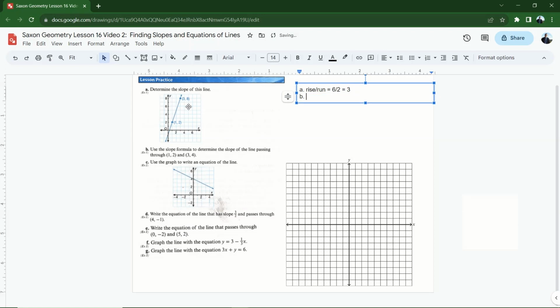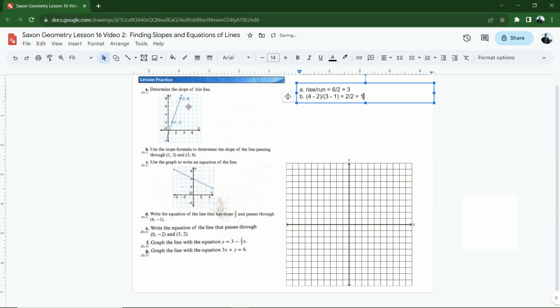All right, letter B. Use the slope formula to find the slope of the line passing through 1, 2, and 3, 4. Well, this is easy. y2 minus y1 over x2 minus x1. The y-coordinate of the second point, that's y2, is 4. The y-coordinate of the first point is 2. That's y2 minus y1 over x2. The x-coordinate of the second point is 3, minus the x-coordinate of the first point, 1. This is going to equal 2 over 2 or just 1.